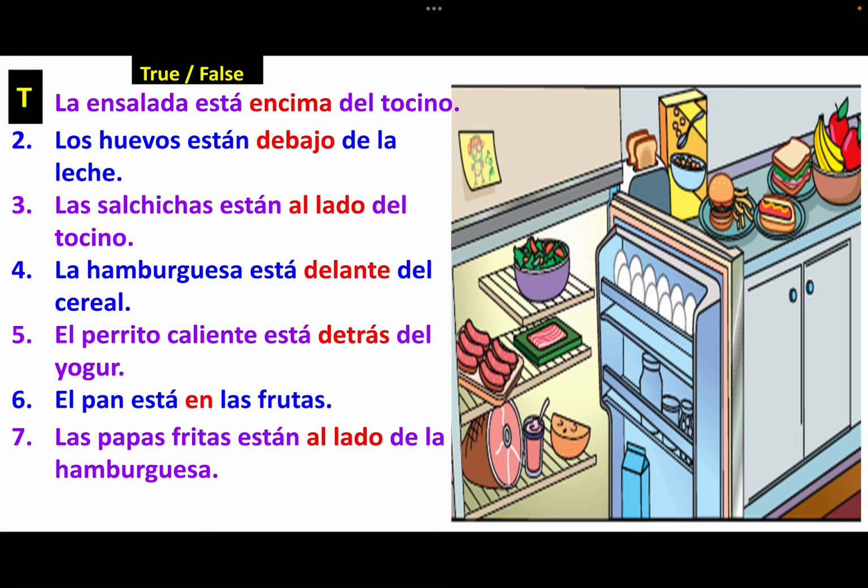All right, number 1, the salad is on top of the bacon. True. Number 2, the eggs are under the milk. False. Number 3, are the sausages al lado next to the bacon? True. Number 4, is the hamburguesa, the hamburger, in front of the cereal? True. Number 5, is the hot dog behind the yogurt? I would say false. Is the bread on or in the fruit? We would definitely say false. They're in the toaster. And finally, number 7, are the French fries next to the hamburger? Yes, that would be true.